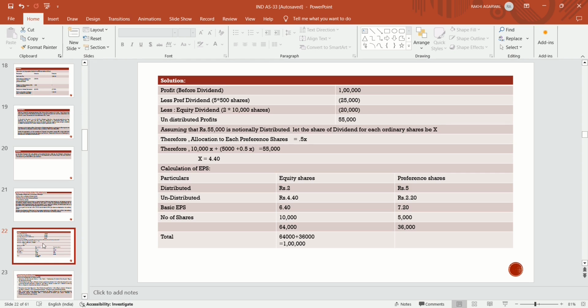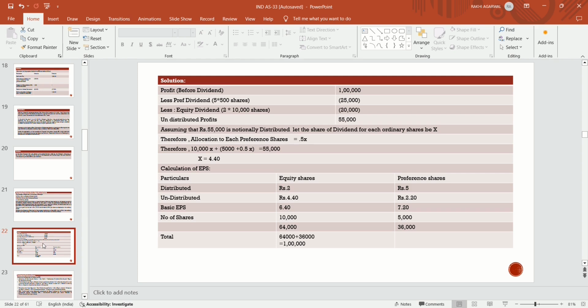So distributed plus undistributed: for equity share, distributed is 2 and undistributed is 4.40, so total basic EPS is 6.40. For preference share, distributed is 5 and undistributed is 2.20, so basic EPS is 7.20. The number of shares is 10,000 for equity and 5,000 for preference. So 10,000 into 6.4 becomes 64,000, and 5,000 into 7.20 becomes 36,000.